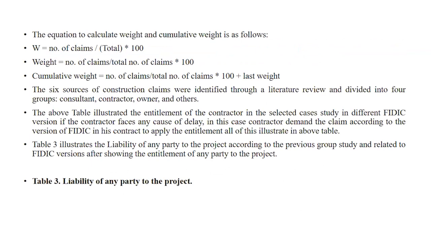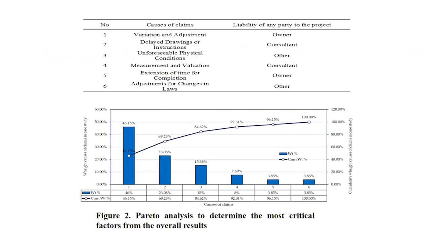Table number 3. Liability of any party to the project is very important. The causes of claim and liability of any party to the project, owner or consultant or others. Figure number 2, Pareto analysis to determine the most critical factors from the overall results.